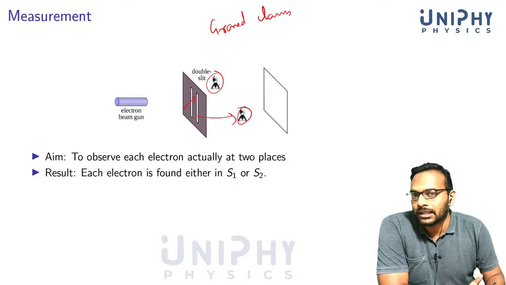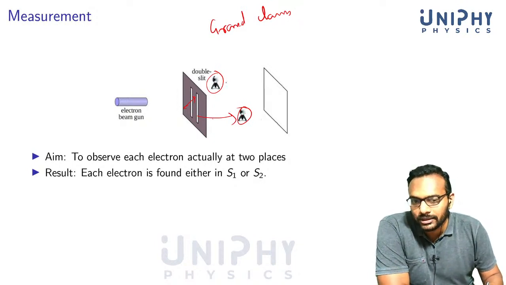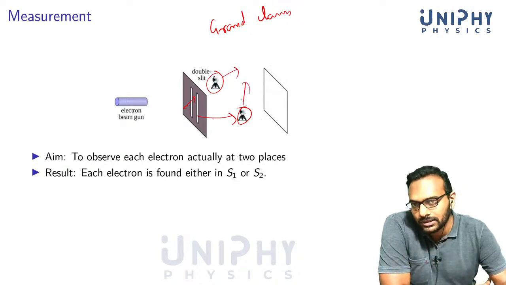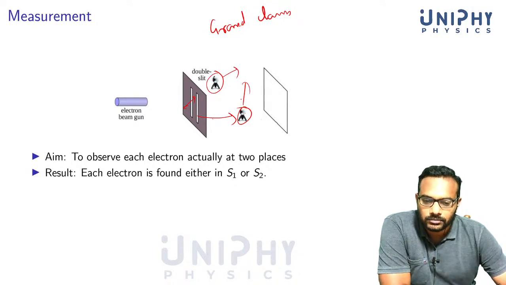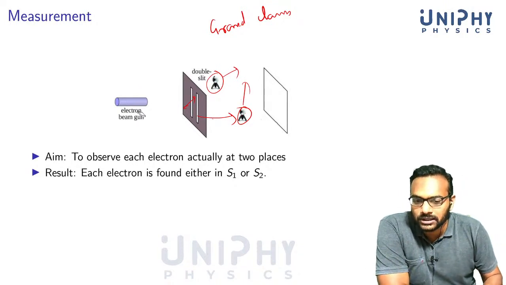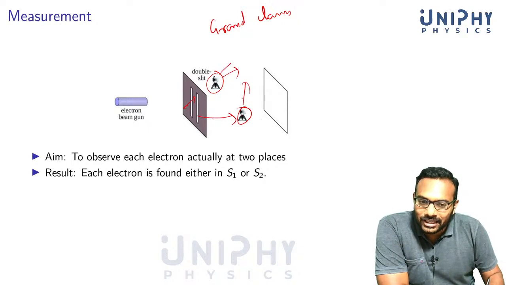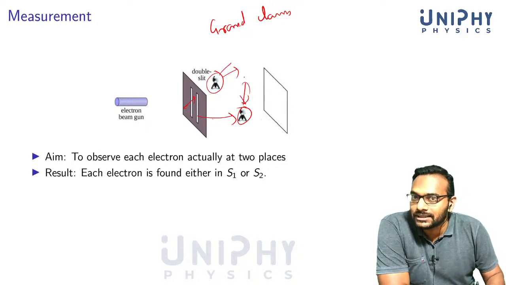So what do we expect here? We already said that the electron is in slit 1 and slit 2 at the same time. So we expect to see the electron registered in this camera as well as this camera. That's what we expect, at least because we made a nice hypothesis. Our aim is to observe the electron actually at two places. But then the result is interesting. We see the electron either in this camera or in this camera. It's never registered in both cameras.